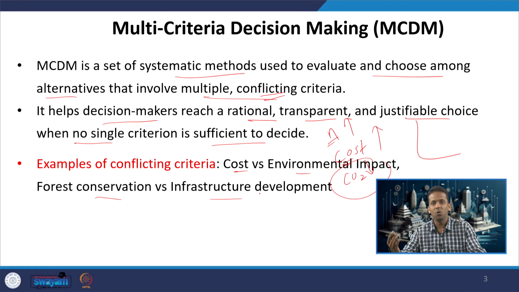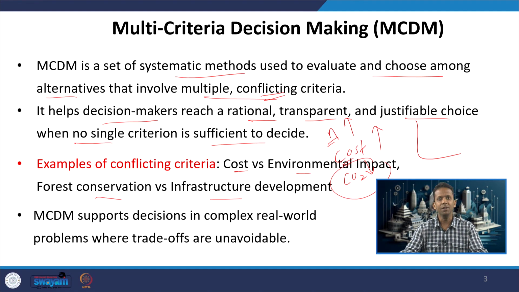If a project has to be constructed, built, a new infrastructure has to be erected, it is going to come at the cost of forest conservation. We cannot, it would be very difficult to have both moving in the same direction. Okay. So, multi-criteria decision making supports decisions in such complex real world problems where trade-offs are unavoidable.